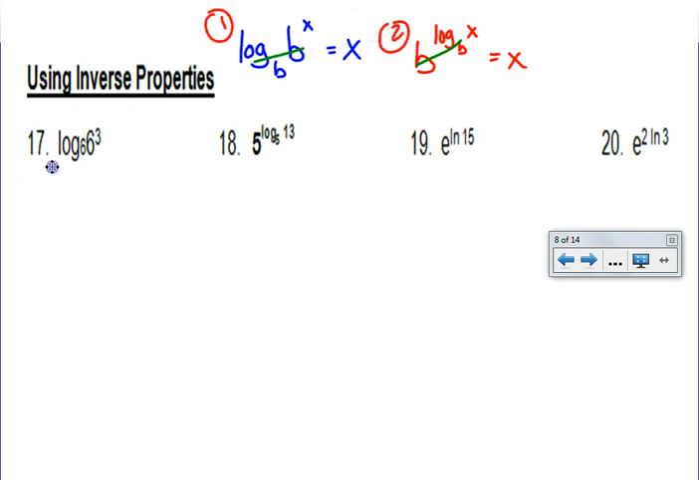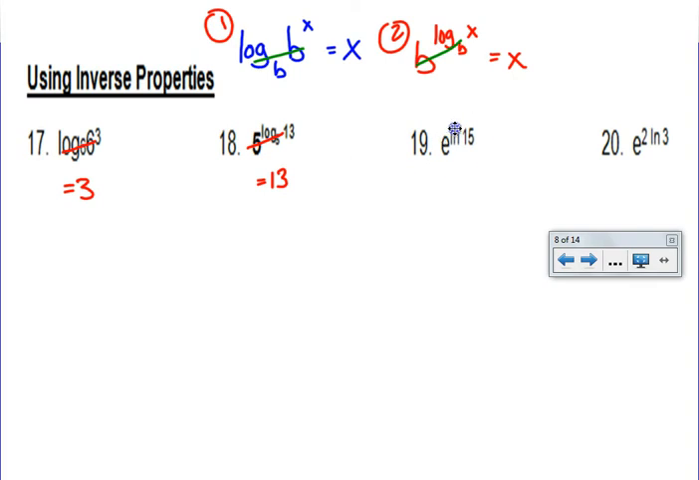When I look at number 17, this looks like property number 1 where the bases match. So all I have to realize is log base 6 of 6 are going to cancel, and this comes out to the number 3. Number 18 looks to me like it's property number 2. 5 to the log base 5 cancels, leaving you with just a 13.